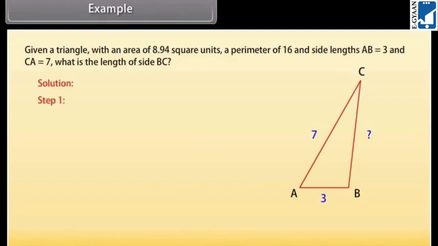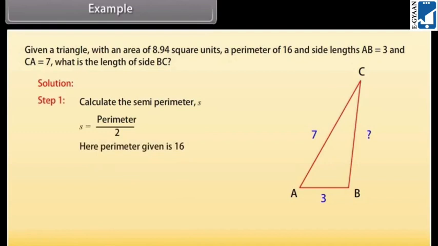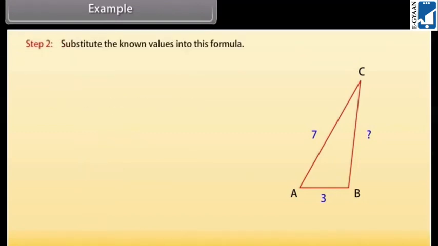Solution. Step 1. Calculate the semi-perimeter S, which is equal to perimeter upon 2. Here the perimeter given is 16. Therefore, S is 16 upon 2, which is 8. Step 2. Substitute the known values into this formula. A is equal to square root of S into (S minus A) into (S minus B) into (S minus C).